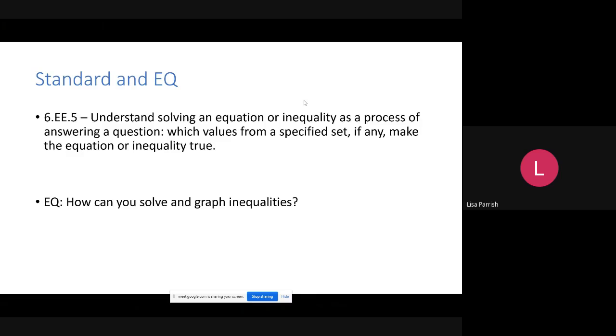Okay, this is our standard and essential question. Understand solving an equation or inequality is a process of answering a question. How can you solve and graph inequalities?